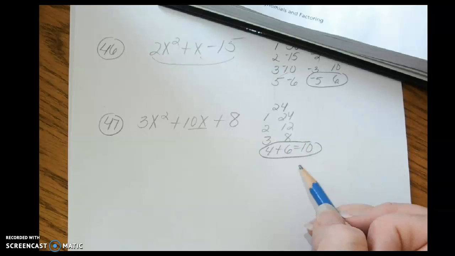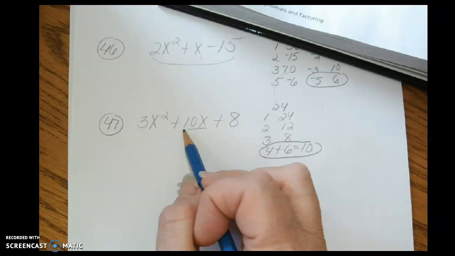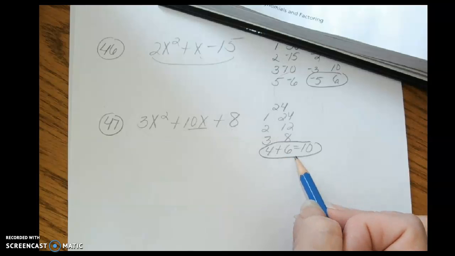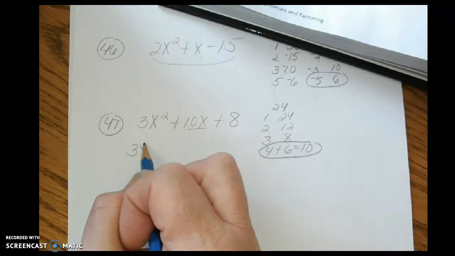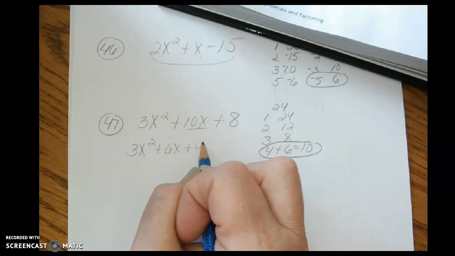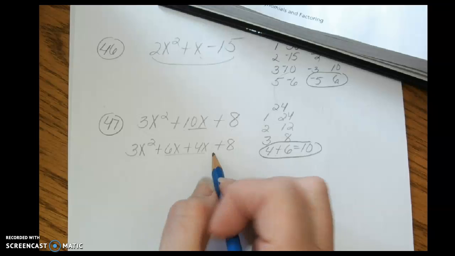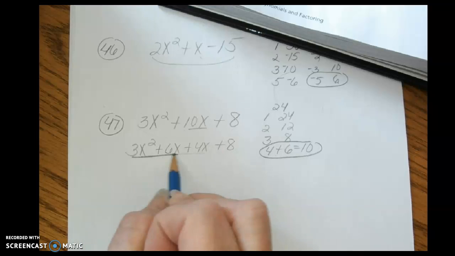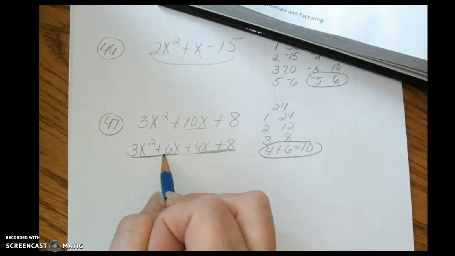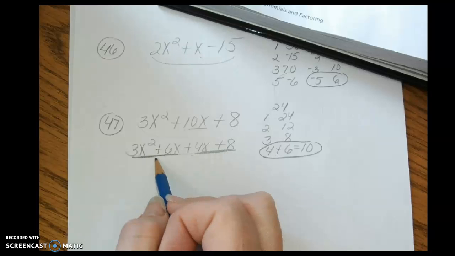Now, this is where we do the regrouping part. What we're actually doing, remember, is breaking this 10x into 4x plus 6x. I rewrite the 3x squared, and I'm going to write plus 6x plus 4x plus 8. It does not matter which one you write first, but keep in mind, I'm grouping these two together, and I'm grouping these two together. So I need to be able to find a common factor from here. If I put the 4x here, I would not have a common factor. So I choose to group it this way.